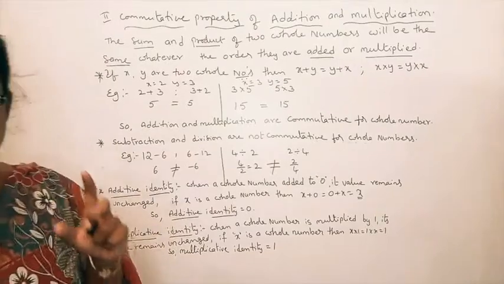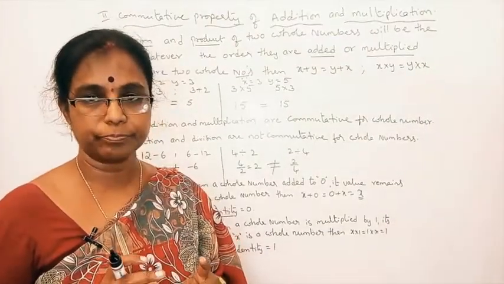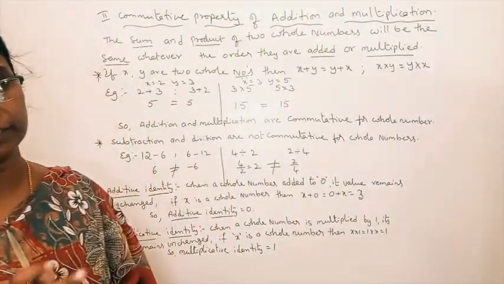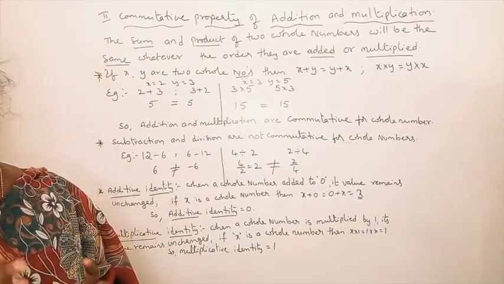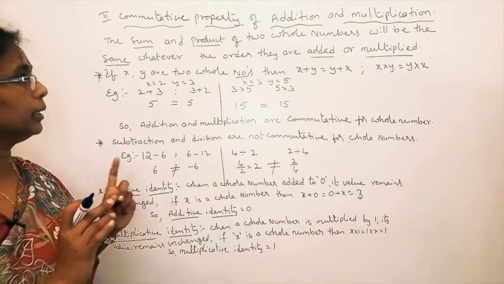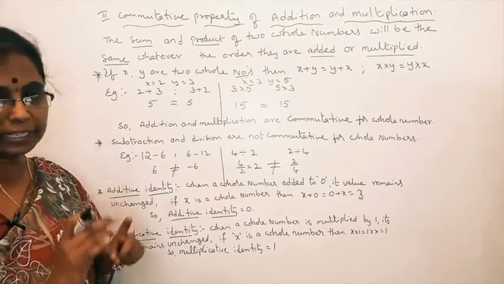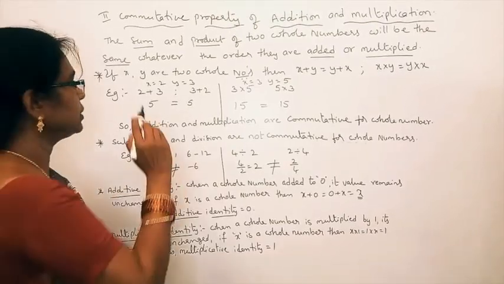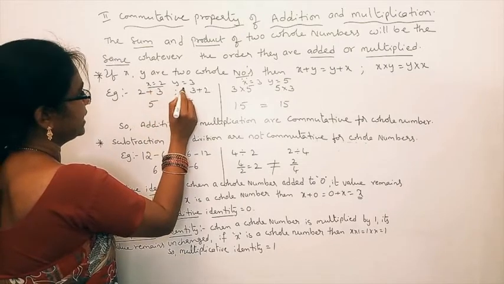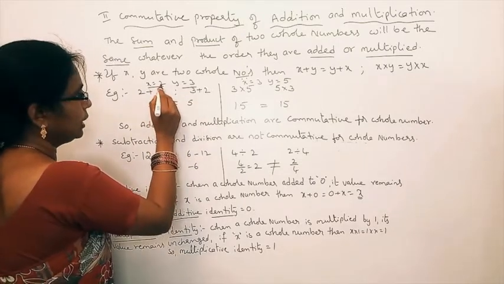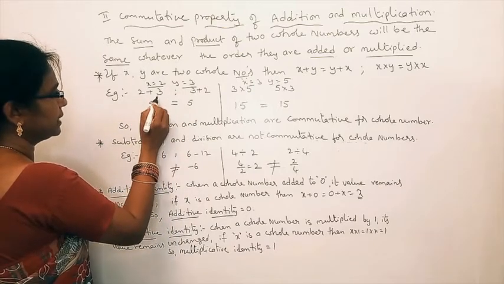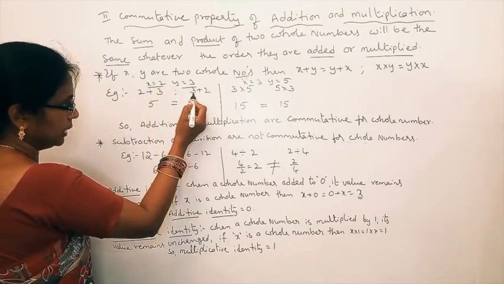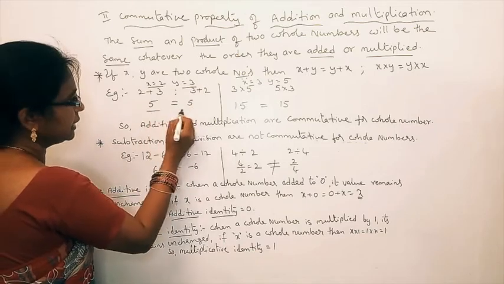Now when you multiply two whole numbers in any order, the product must be equal. That is the commutative property of multiplication. Suppose you take x = 2 and y = 3, two whole numbers. If you add in one order, 2 plus 3 is 5. In another order, 3 plus 2 is 5. Both sums are equal.